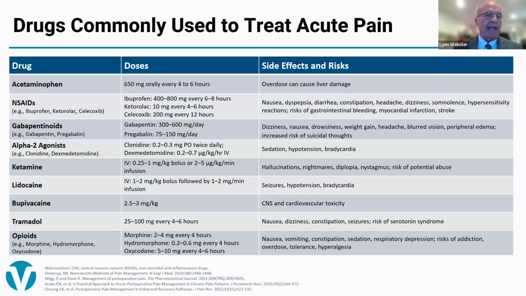In the last decade, maybe even 2 decades, there's been a move away from using opioids to mitigate the amount of opioids used, and that's why the other medications that are listed here have been employed more often or whenever possible as a part of a multimodal treatment of acute pain.